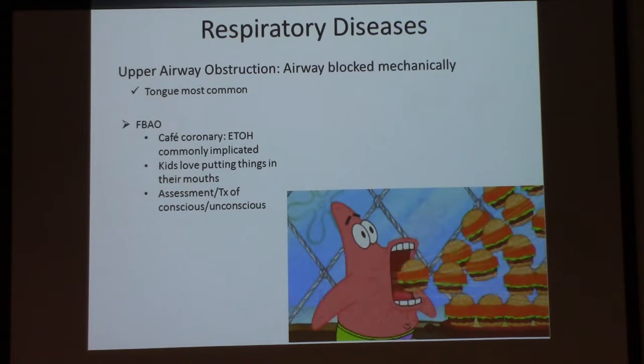So if a patient isn't moving air, if they're conscious, we're doing the abdominal thrust, which in the past was known as the Heimlich maneuver. We're not using those terms anymore. If someone goes unconscious and we know that they have that obstruction, we're going to CPR. We're checking the mouth right before we ventilate to see if there's something there that we can pull out.